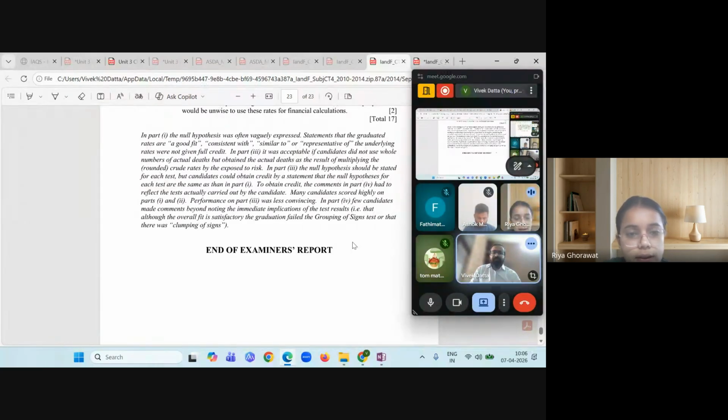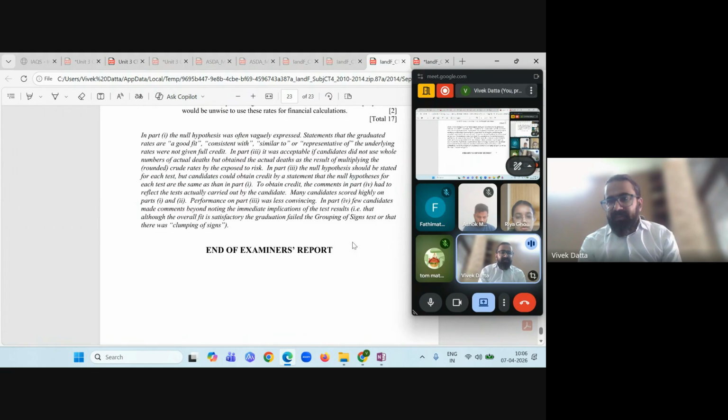In part 3, it was acceptable if candidates did not use whole numbers of actual deaths, but obtained the actual deaths as the result of multiplying the rounded crude rates by the exposed to risk. In part 3, the null hypothesis should be stated for each test, but candidates would obtain credit by a statement that the null hypothesis for each test is the same as in part 1. Okay. So you can do that as well if you're running out of time. But state it, don't assume it, don't leave it blank.